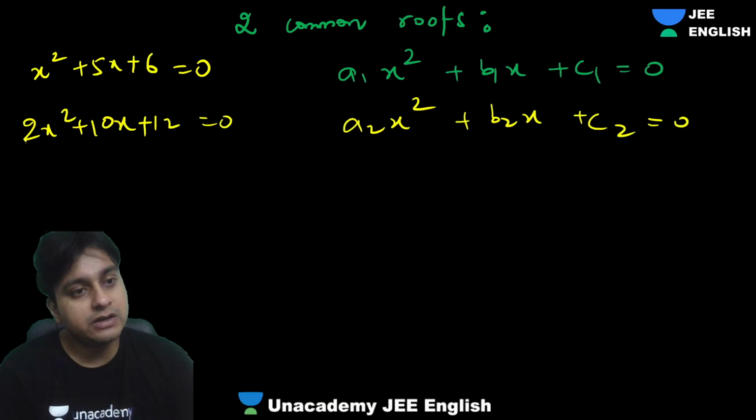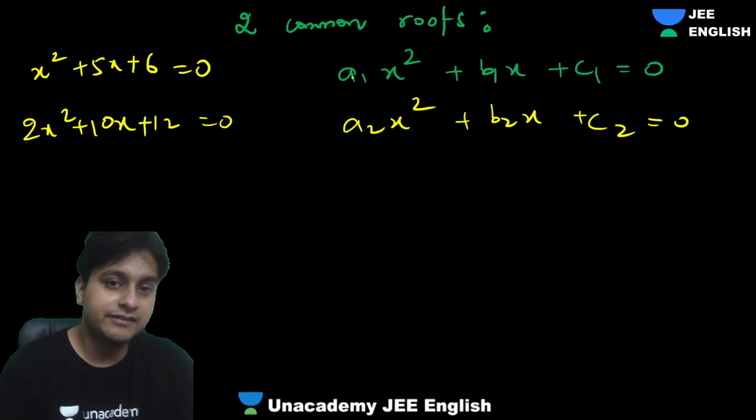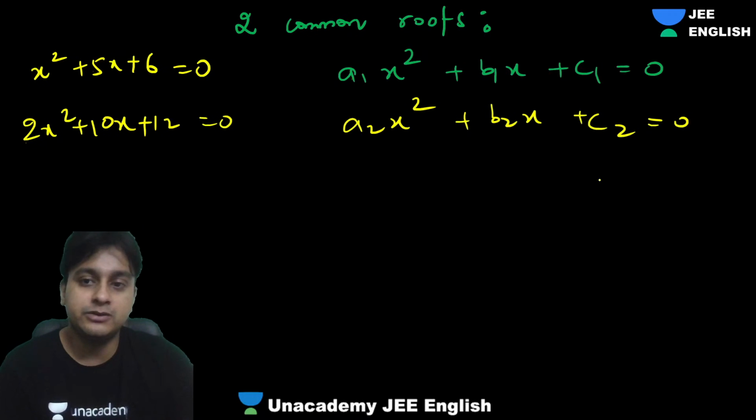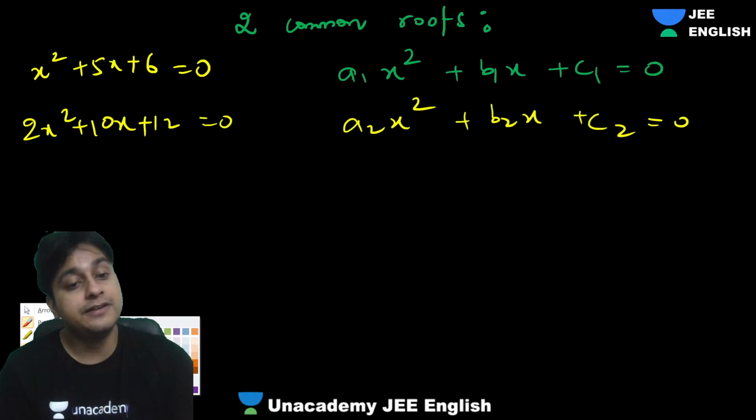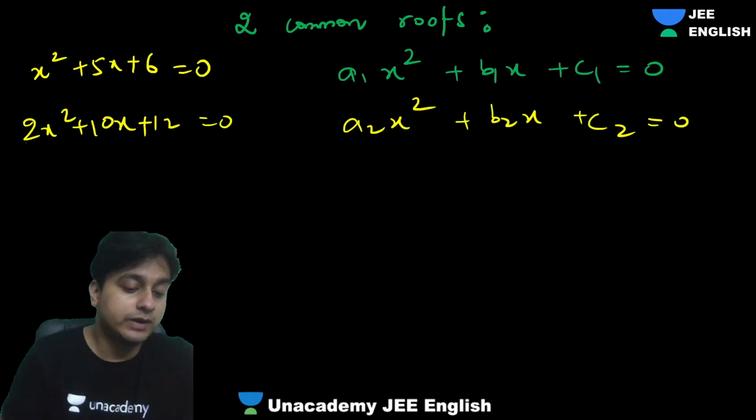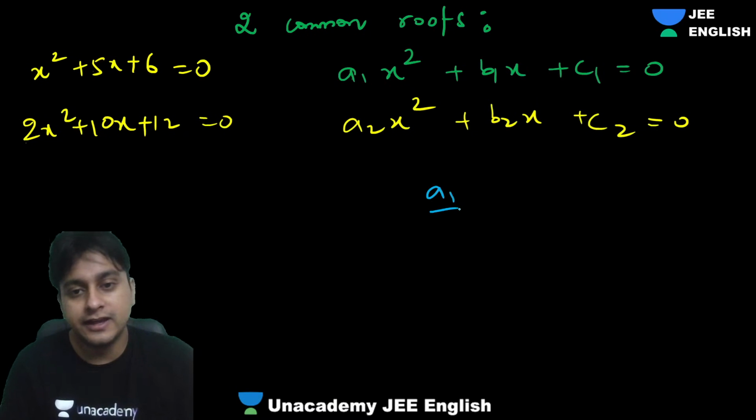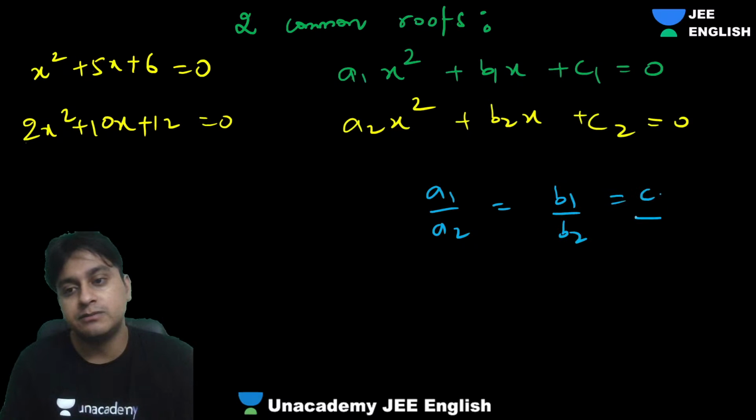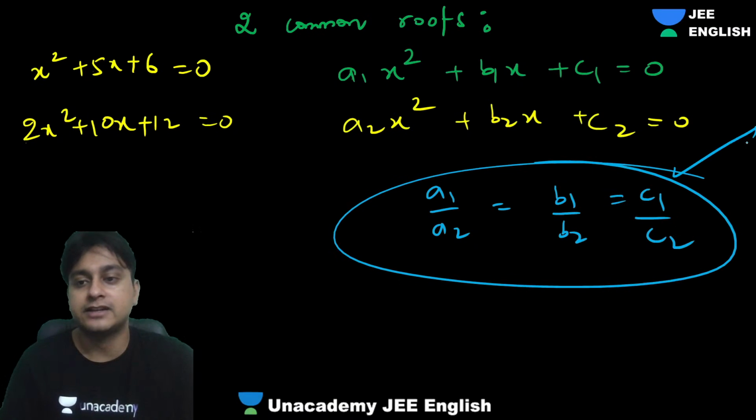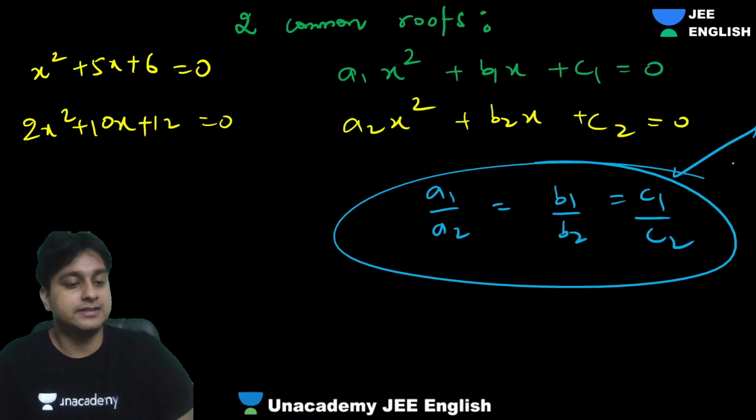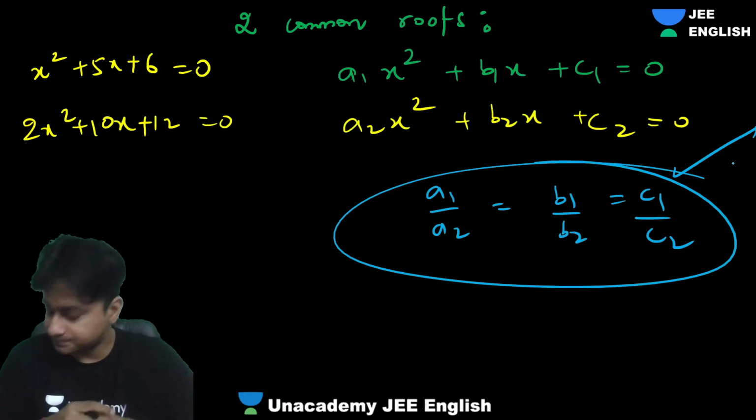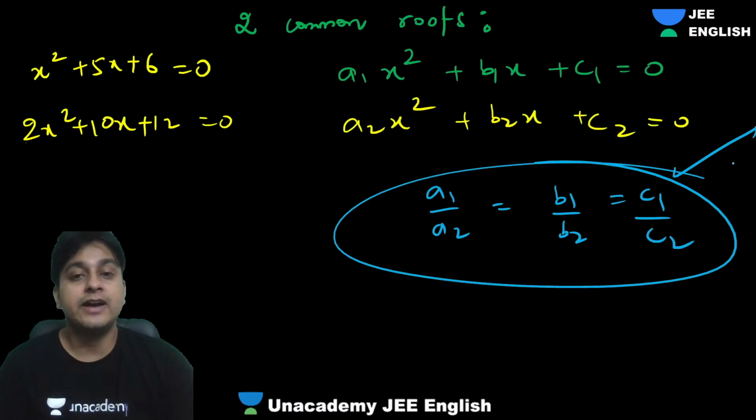You cannot say 1 equal to 2 and 5 equal to 10 and 6 equals to 12, right? We cannot say that, right? We cannot say a1 equal to a2, b1 equal to b2. That's actually wrong, because their coefficients might be of a different category altogether. So what we say is that the ratio is common. We say that a1 by a2 equal to b1 by b2 equal to c1 by c2, is what we actually say in that scenario. Okay, fine guys, I hope you understood.